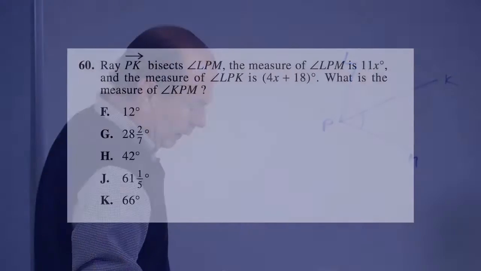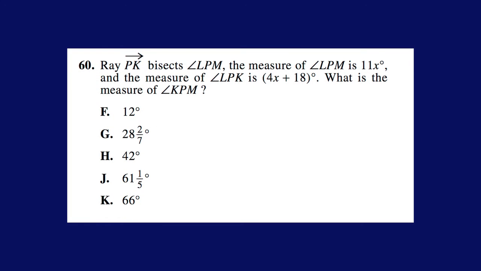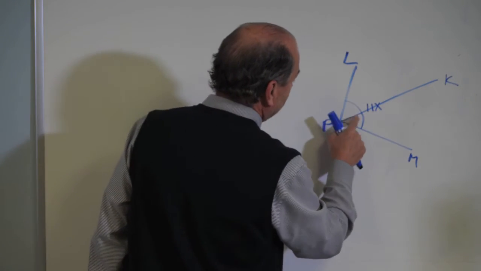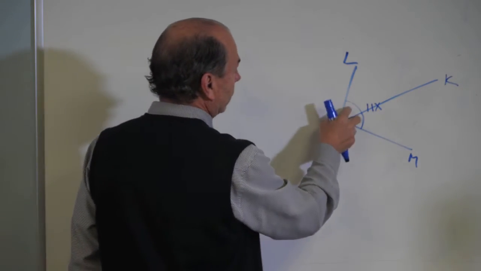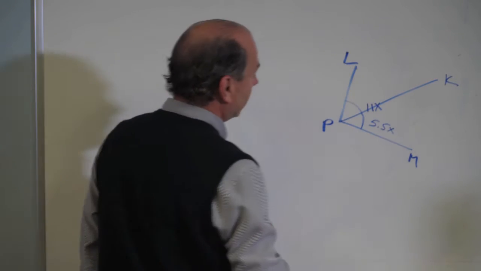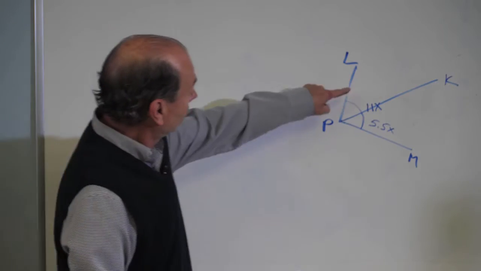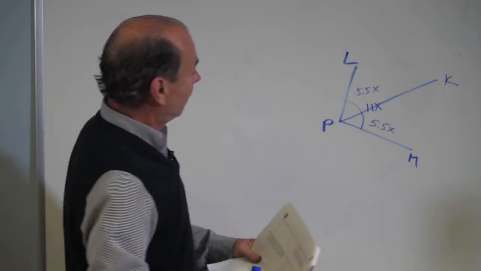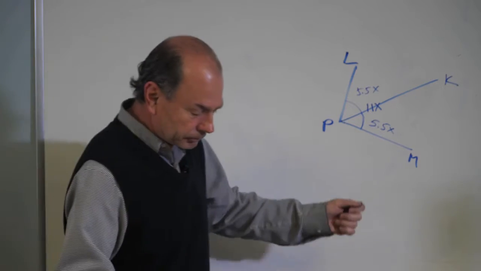And then it says LPM is 11x. So that whole angle is 11x, meaning that each of these are half. We know they're half because they're equal. So this is 5.5x, that angle in there, and so is this one, 5.5x, because 5.5 plus 5.5 is 11.